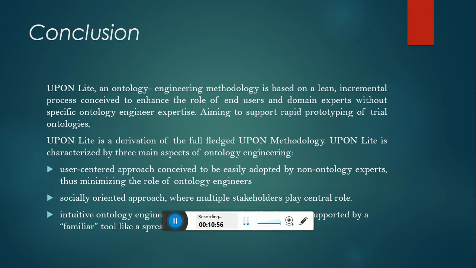So in conclusion, what we know now is that the Upon Lite ontology engineering methodology is based on a lean incremental process which is conceived to enhance the role of the end user and domain expert without specific ontology engineer expertise. It's a derivation of a full-fledged methodology. Upon Lite is characterized by three aspects of ontology engineering, like I just told you earlier: a user-centered approach, a socially oriented approach, and an intuitive ontology approach.